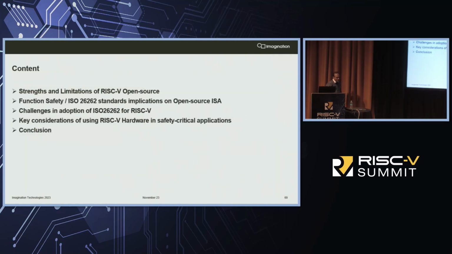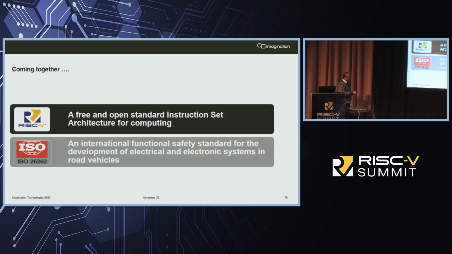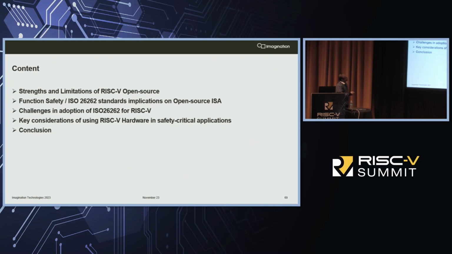The contents of the slides are as follows. We are going to briefly talk about the strengths and limitations of RISC-V open source, the functional safety related aspects in ISO 26262, and the key challenges that we face in adopting ISO 26262 for our CPU development. I'll briefly touch upon the key considerations we need to have for RISC-V hardware in safety critical applications, and quickly conclude.